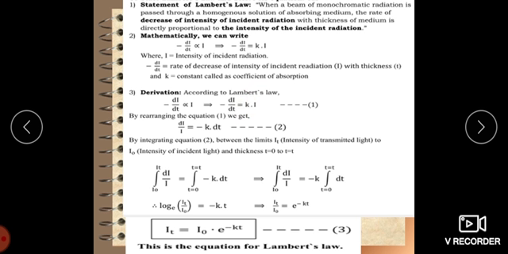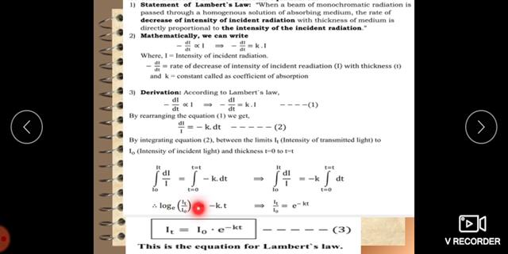By rearranging that equation, we get dI by I equal to minus k dt. Then we apply the integration between the limits, from I0 to It for the intensity, and from t equal to 0 to t equal to t for the thickness. By solving this we can get the equation like this.